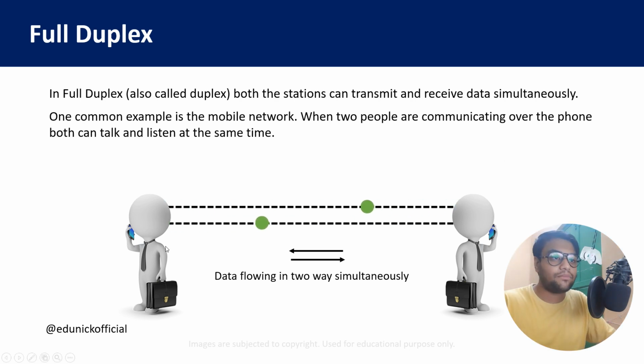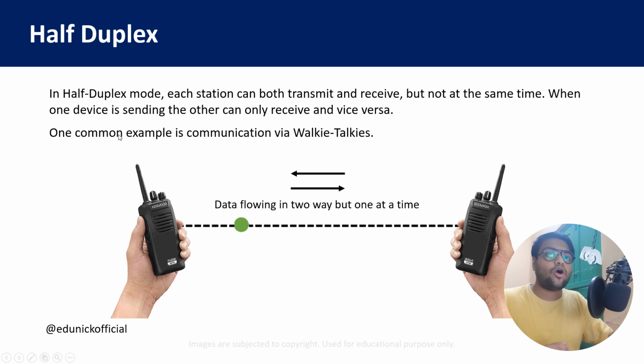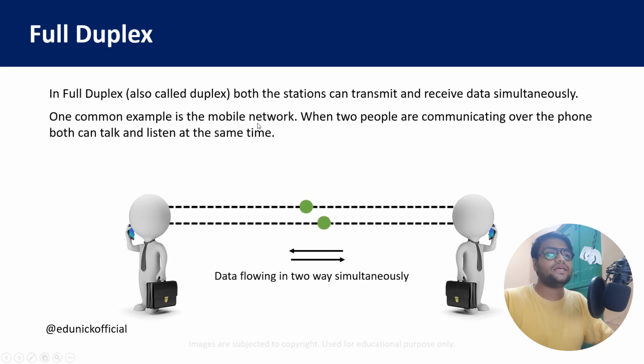So you can see in this example, when we are talking via the mobile phone, when you are saying something, can't your friend say something at the same time? So when I am saying something, hello, how are you? At the same time, your friend can also say something, right? When you are saying hello, your friend can also say hello, right? So one common example is a mobile network. When two people are communicating over the phone, both can talk and listen at the same time. That particular mode of communication is called a full duplex mode of communication.